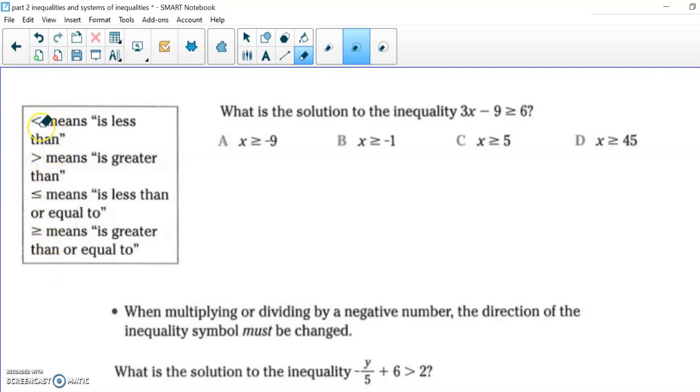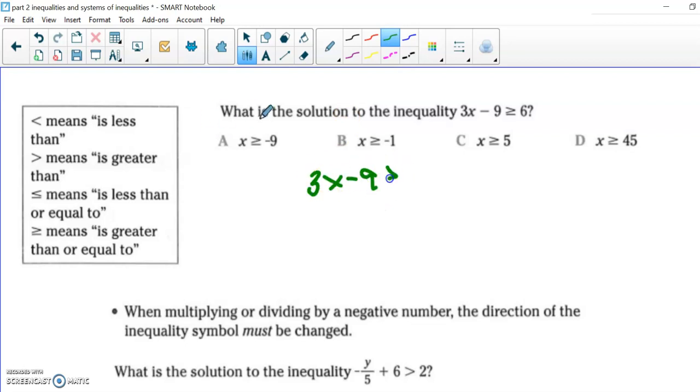Some people say, hey, a less than looks sort of like a squished L, or maybe it points to the smaller one, but somehow if you could please remember those. And we're going to solve an inequality pretty much the same way we solve an equation. So let's go ahead and do that.